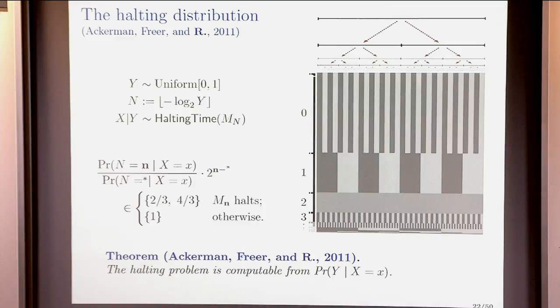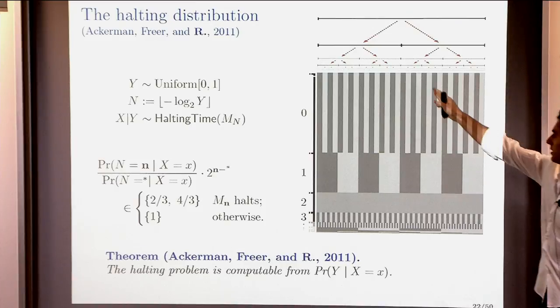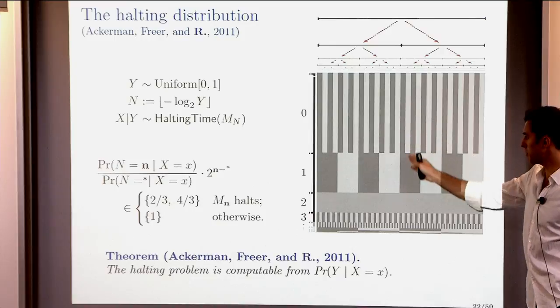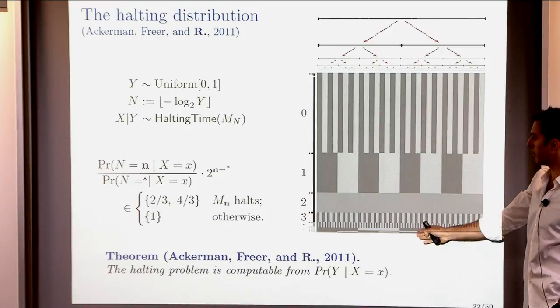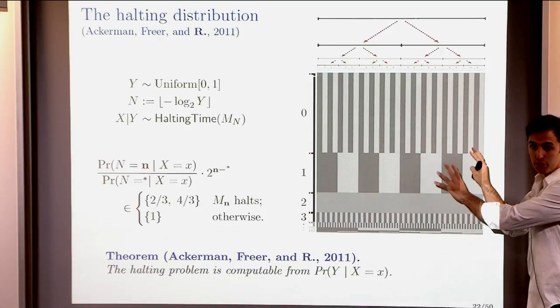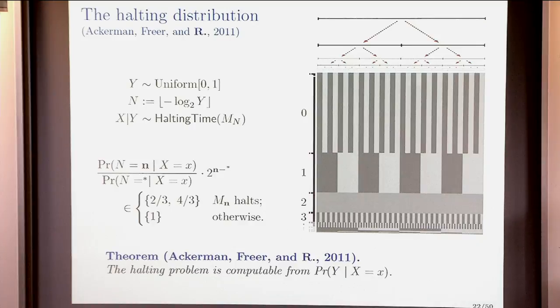I'm not going to spend any time on this, but this is a picture of a distribution that shows you that things are non-computable. If I try to sample from the conditional distribution given a particular vertical slice, that's not possible. But if I were to fuzz up this image by adding some noise, now it's possible.